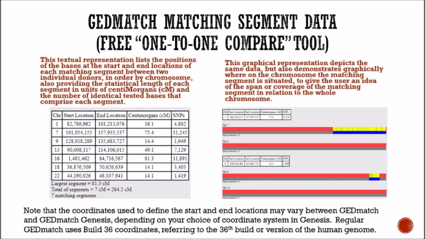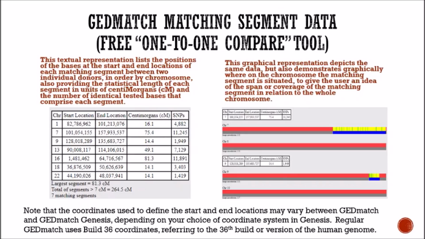Centimorgans is another unit of length, except it's a statistical unit of length. It's not a linear unit. So instead of saying that it has 101 minus 82 mega base pairs and giving you the positional length, they're giving you an extra piece of information. They're giving you the statistical length, which is related to the statistical likelihood of a recombination event across a span of DNA. So it's actually a very useful number for predicting relationships, especially.